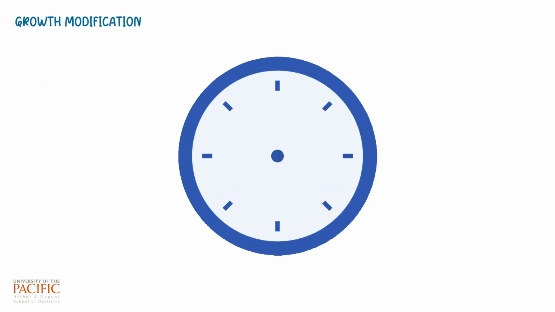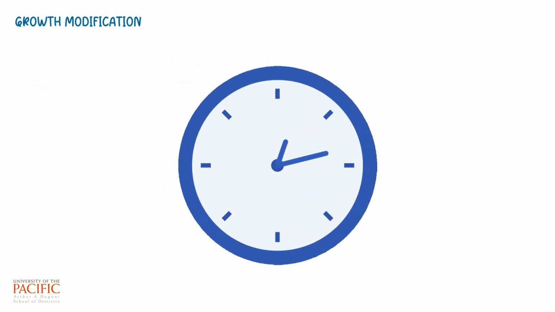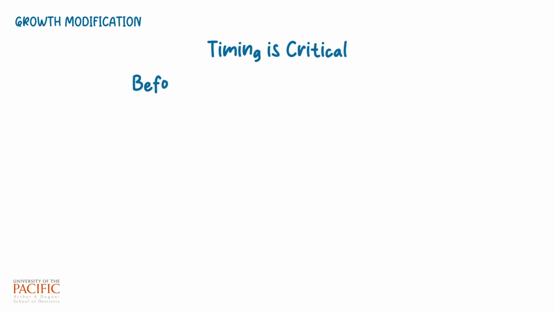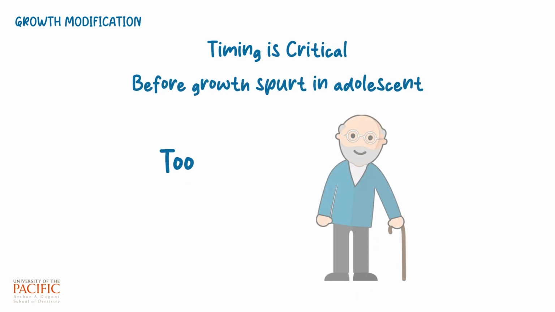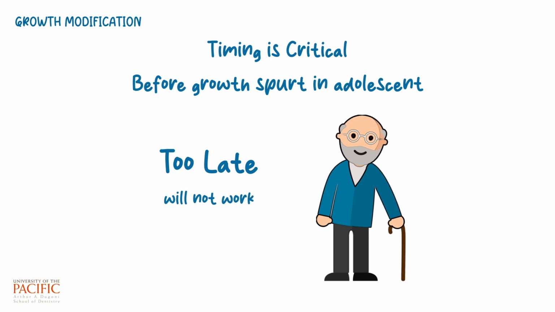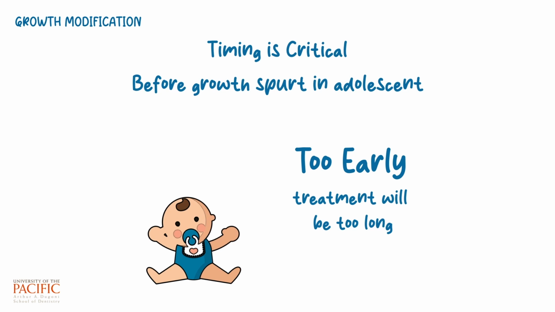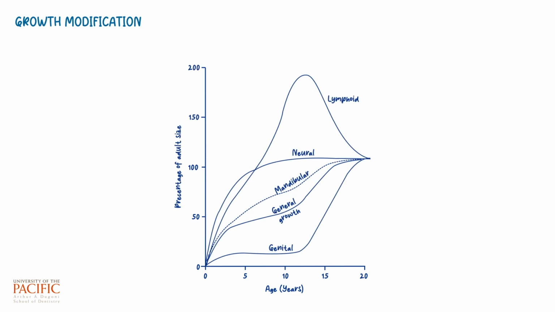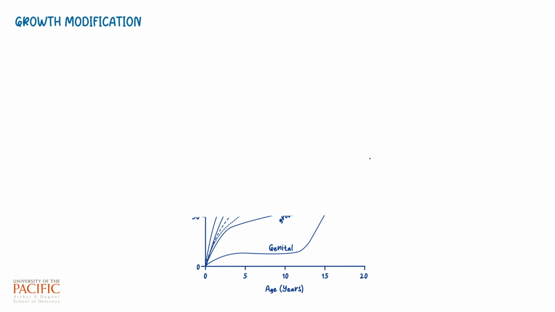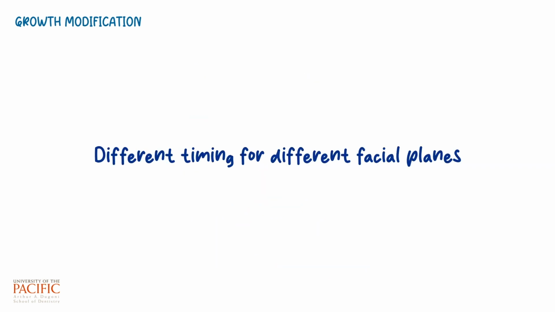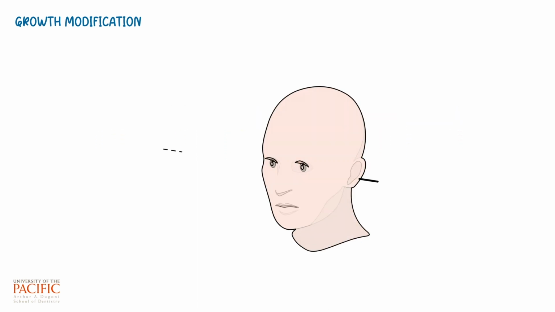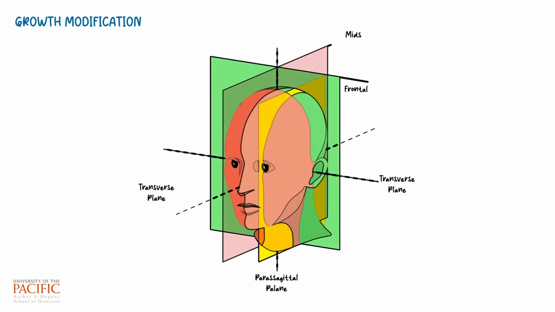Getting the timing right is crucial when it comes to growth modification. If you wait too long to start, it might not have any effect at all. But if you start too early, the treatment will take longer than necessary. So finding the perfect timing is important to make sure the treatment works effectively and doesn't drag on longer than it should. Timing plays a crucial role in growth modification, especially when it comes to different facial planes.